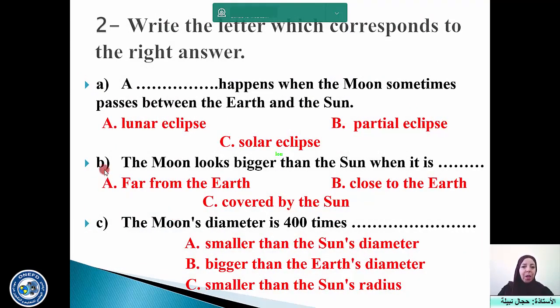Activity 2. Write the letter which corresponds to the right answer. So this is the kind of activities also that is given in exams, in official exams. So you choose one of the options given, A, B or C, to complete the sentence or the sentences given. Okay, take time to read the sentences very carefully, and you can go back to the text also to get the answers.